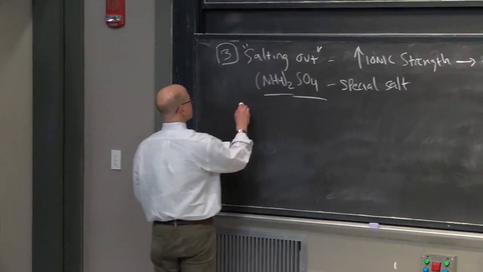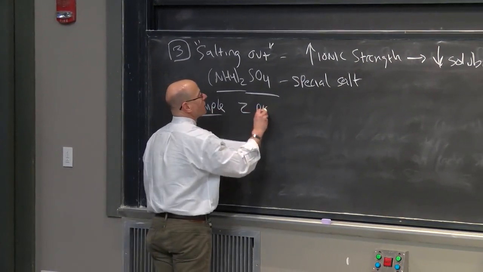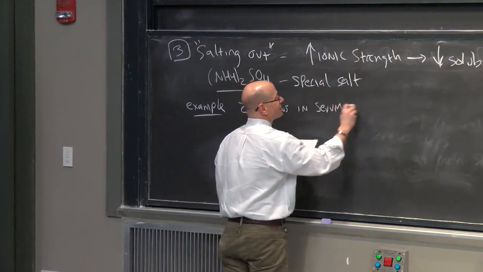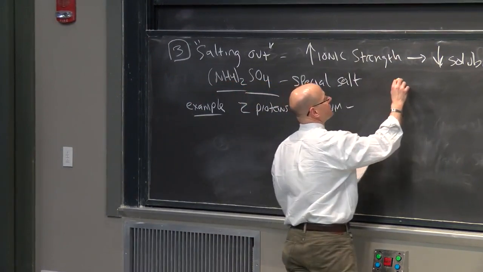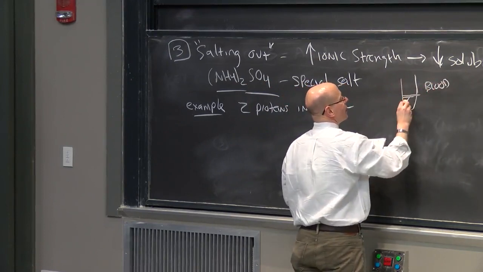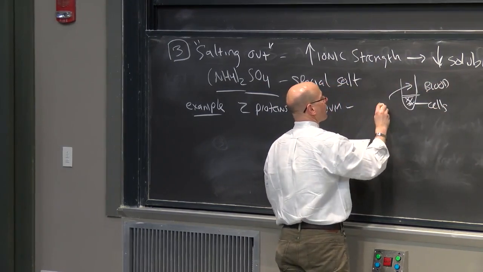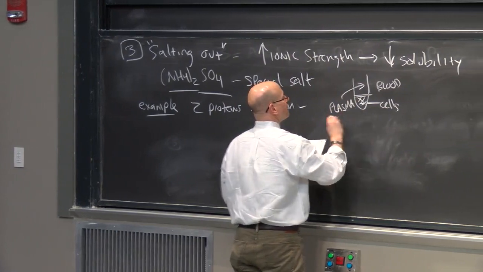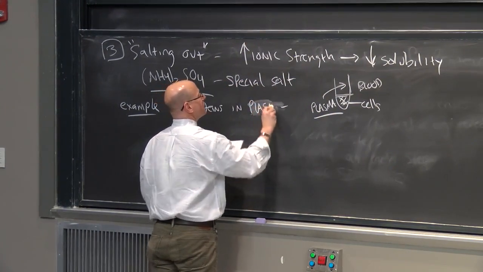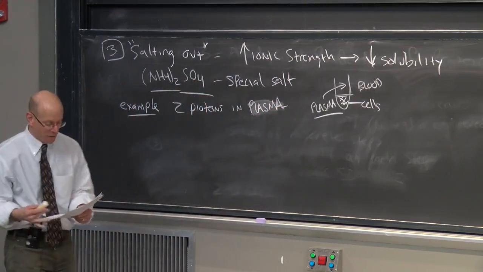Let's consider, as an example, two proteins in serum. How do I get serum? Easy. Just to remind you, I take blood, I don't let it clot, I spin it, I get cells down here, and I get what's called plasma here. That's what I'm interested in, not serum. Apologies. Plasma. If I let it clot, I have serum. Plasma is the unclotted part of your blood.